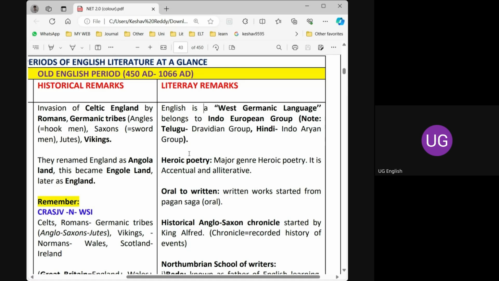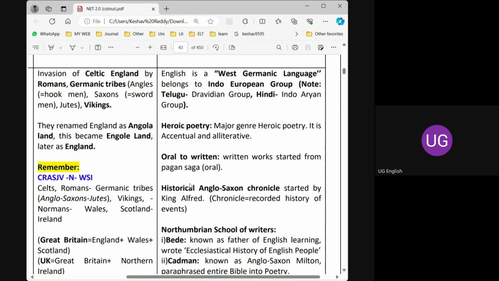Yes. Now the poetry. We all know that the first literary genre is poetry, and that is oral. And the term for oral saga is pagan saga. Pagan saga is oral literature. This is transmitted orally from generation to generation. Very important. And this is mainly about their heroes. What was the theme of the poetry? This is about the heroic wars, heroic deeds.